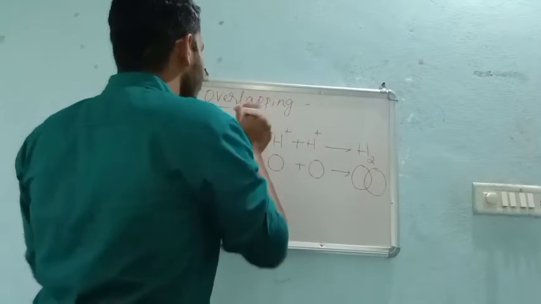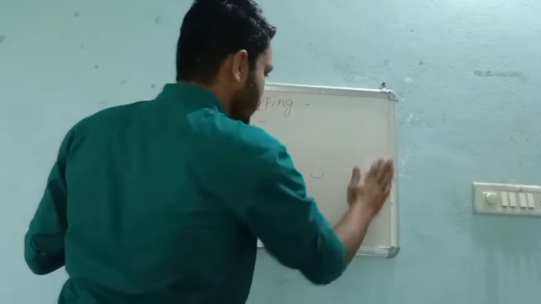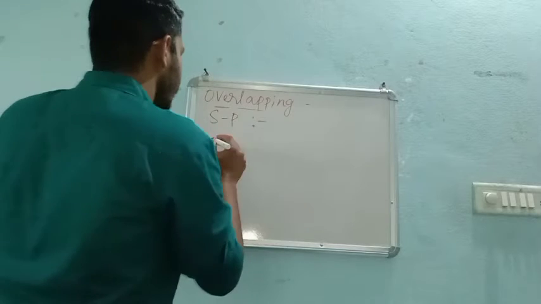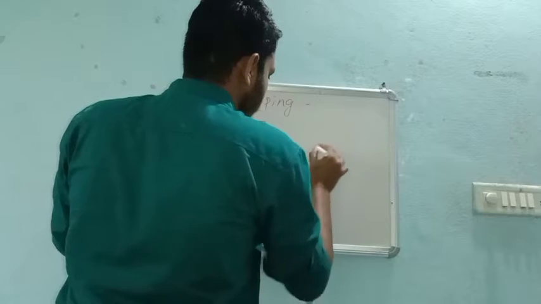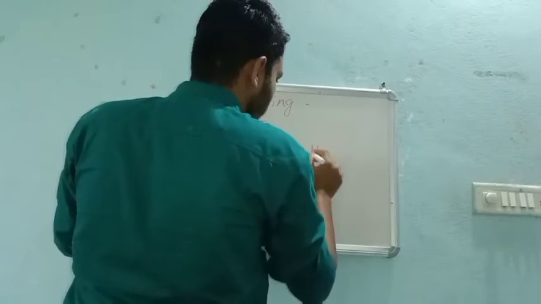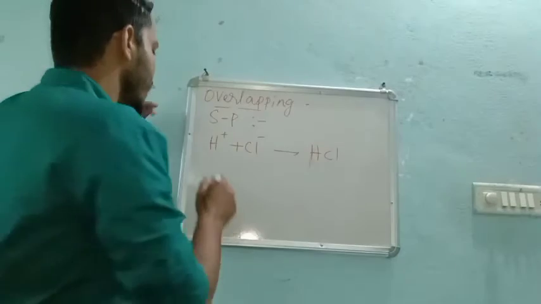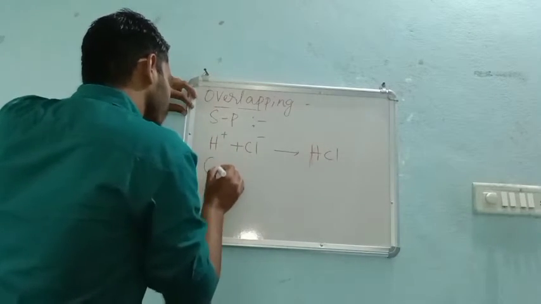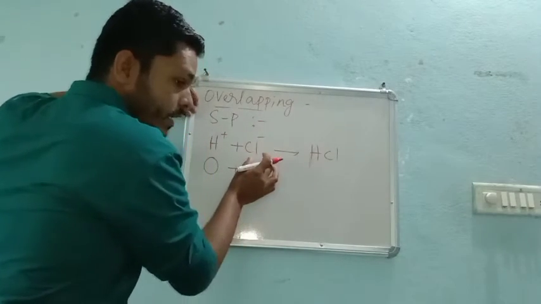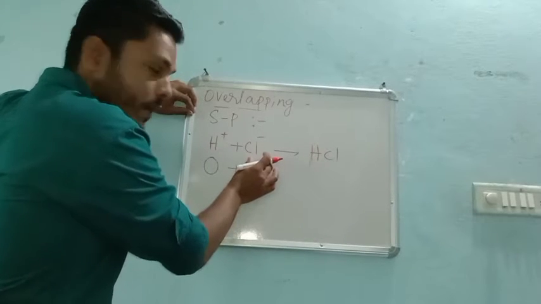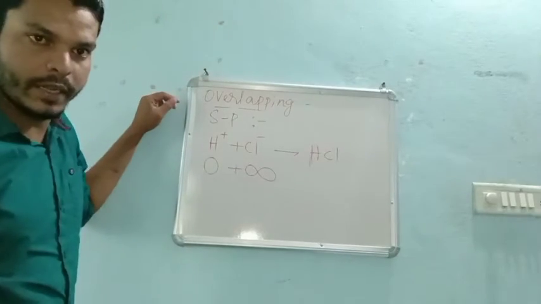If I take sp type of overlapping, then we will take one more example. H plus reacts with Cl minus and gives, we all know, a very simple product, that is HCl. H combines with Cl to give HCl. What is the shape of H? Because it is an s-block element, it is spherical. And Cl is a p-block element, 2p5, and it has a dumbbell shape.